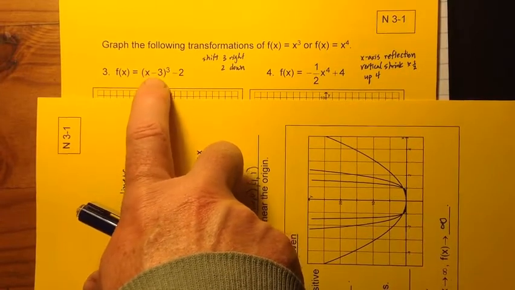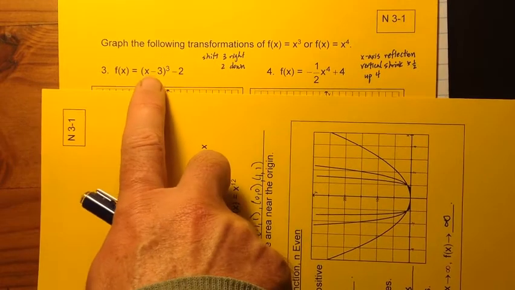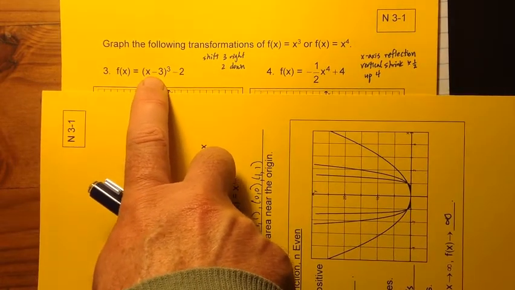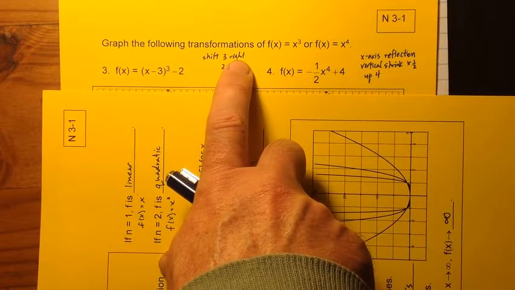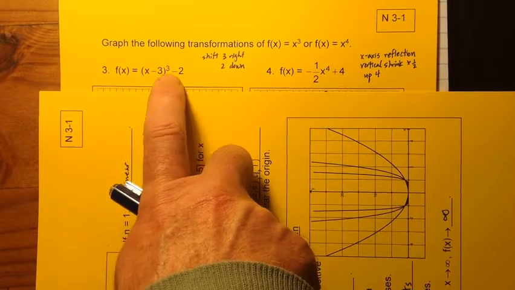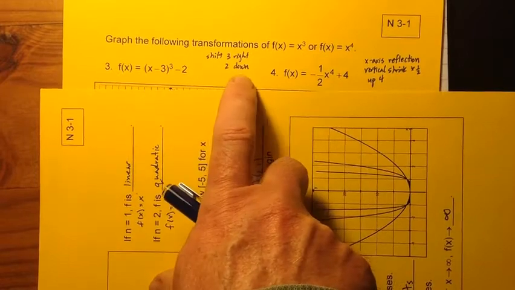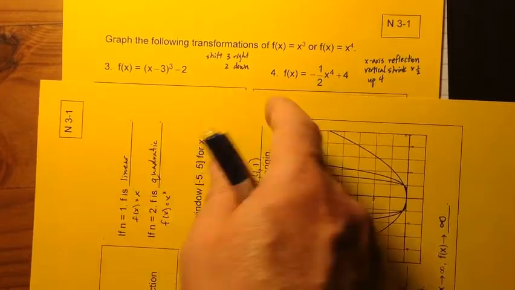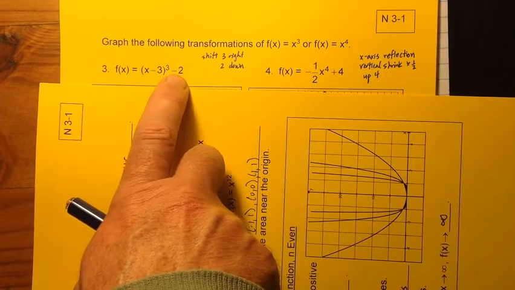The minus 3 in the parentheses, remember, is going to shift left and right. So minus 3 is going to do the opposite of what I expect. I would think minus 3 would be 3 to the left, but no, it's going to be 3 to the right. This minus 2 outside, any kind of minus or plus outside, is going to shift up and down. It does exactly what you think. If you have a minus 2, it's 2 down. If you have a plus something, it's going to be up that much. So I'm going to shift right 3 spots and 2 down.